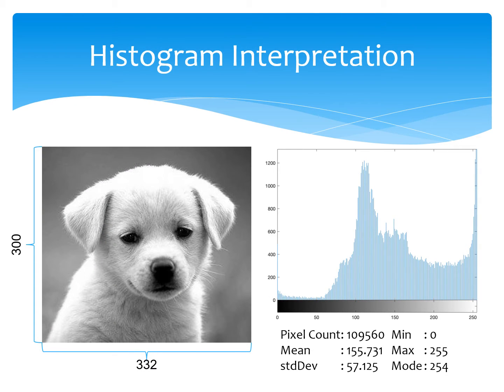Histogram describes the distribution of pixel intensity. As you can see, the image on the left is a grayscale image of size 300 by 332. And the image on the right is the 256-bin histogram of the image on the left.